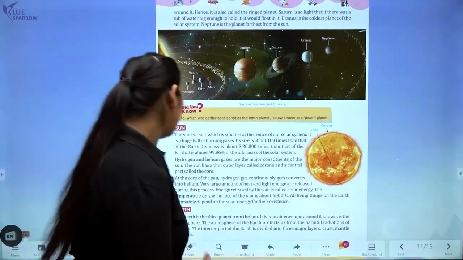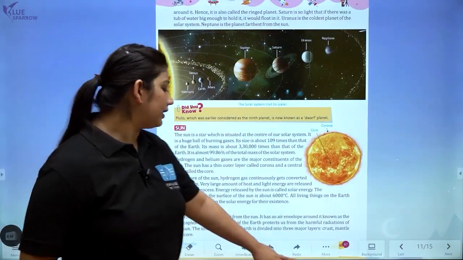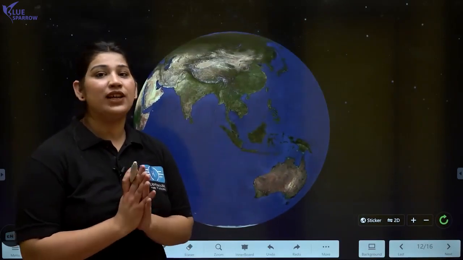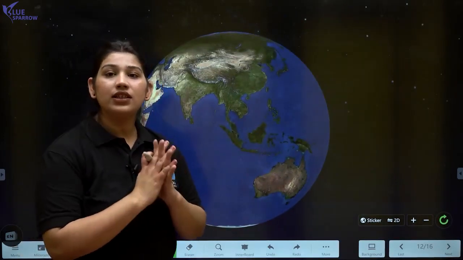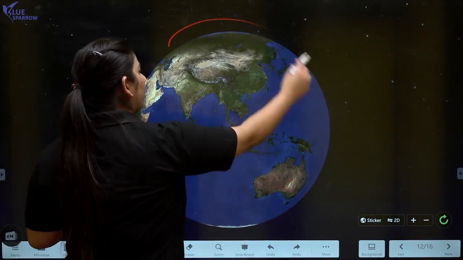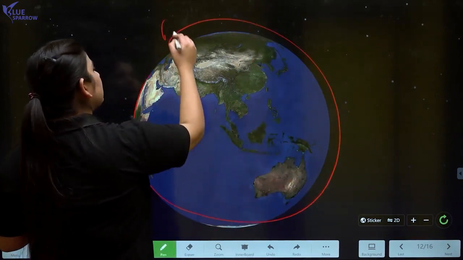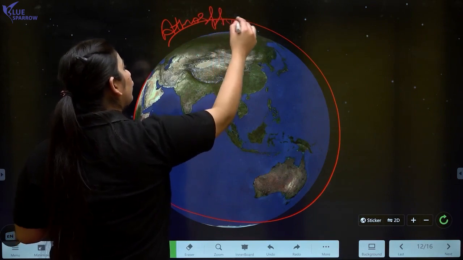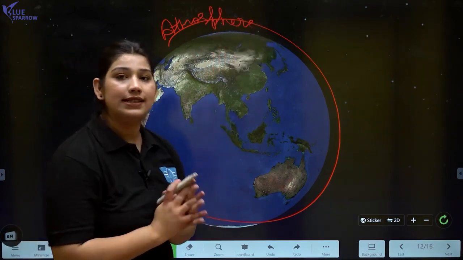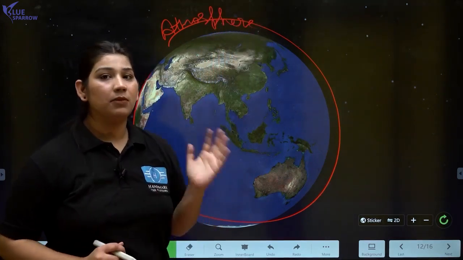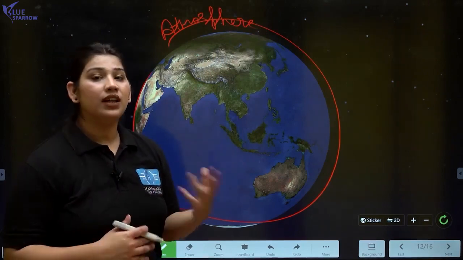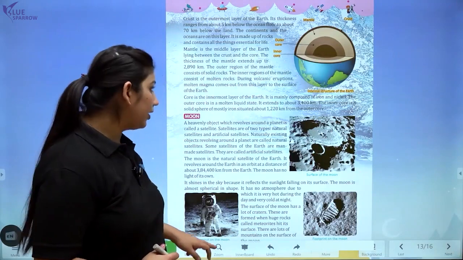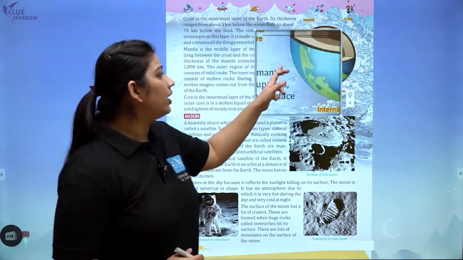Next comes Earth. Earth is the third planet from the Sun. It is the only planet where life exists. The surface of the earth is covered by a blanket of air called the atmosphere. The atmosphere protects us from harmful UV radiation of the Sun. This is the image of earth from space. The earth is further divided into 3 layers. They are crust, mantle and core.